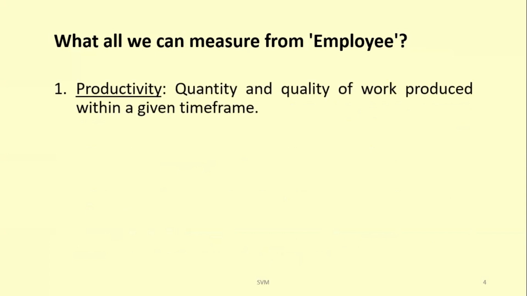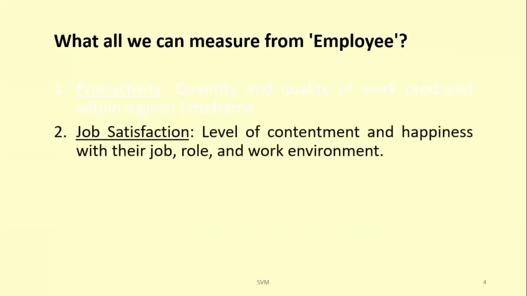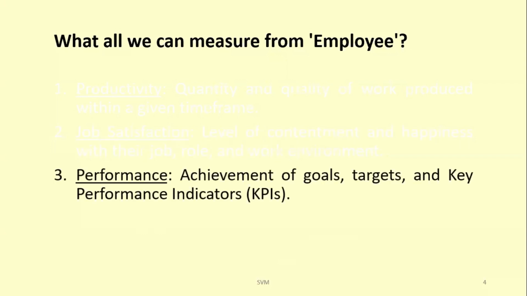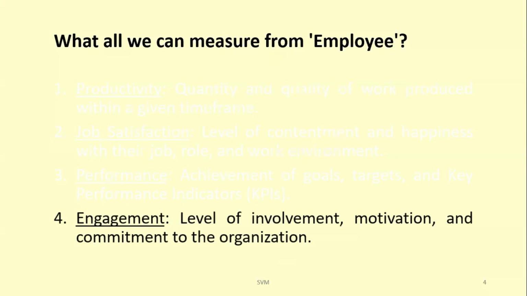Productivity, quantity and quality of work produced by that employee within a given time frame can be measured. Job satisfaction, the level of contentment and happiness with their job, their role, and work environment can be measured. Performance, that is achievement of goals, targets, and key performance indicators can be measured. Their engagement level means their level of involvement, motivation, and commitment to the organization can be measured.